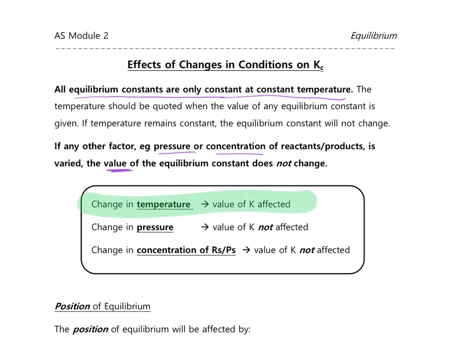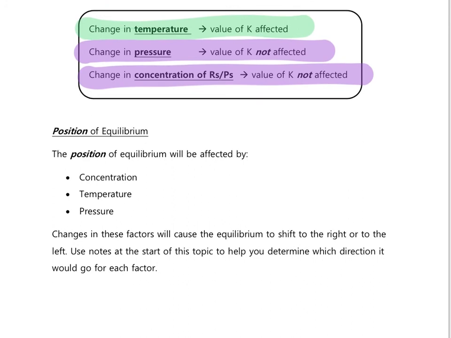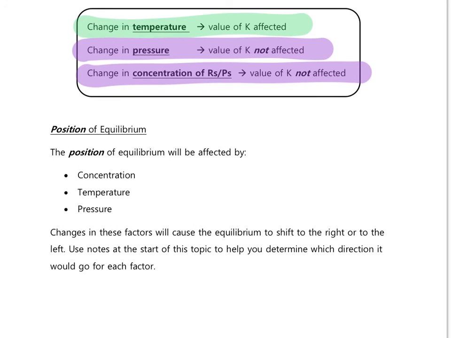So changes in temperature mean the value of Kc is affected, but with a change in pressure or concentration, the equilibrium will shift, the position will be affected, but the value is not affected. Now it's important not to get this mixed up with the position of your equilibrium, because remember we have studied the effects of temperature and pressure on the position of the equilibrium. So position of equilibrium is affected by concentration, temperature and pressure, but the value is only affected by temperature.